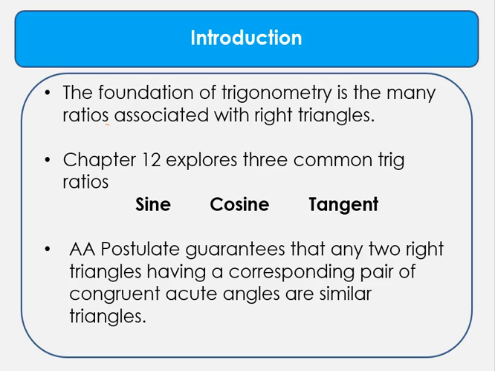Trig actually came from the science of astronomy and the necessity to measure distance between stars. Chapter 12 explores three common trig ratios. We have sine, cosine, and tangent.